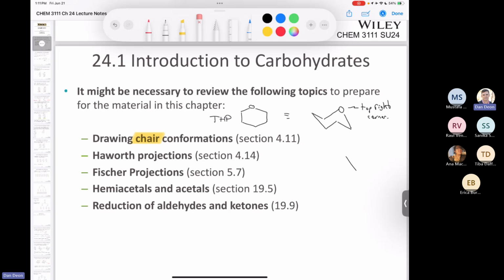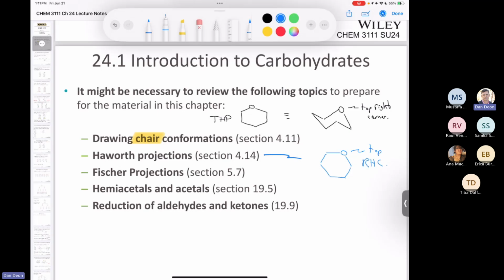But that's the idea, that you want to be able to draw a six-membered ring with the oxygen in the top right-hand corner. Well, you can see that what I'm dealing with here is kind of how you might draw a Haworth projection. But the convention that we're going to use for the Haworth projection in this class is this, where we're going to draw our six-membered ring, and we're going to, again, put the oxygen in the top right-hand corner. So top right-hand corner, top RHC.